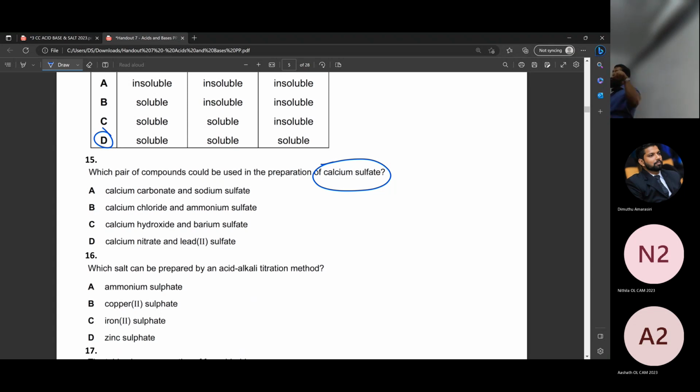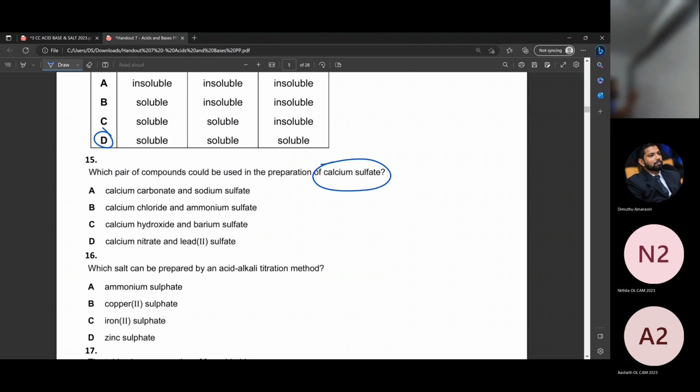But it is insoluble also in one way, right? So you might do what? Precipitation. So you just think, okay, this is a precipitation. So assume precipitation. So you need two soluble things. Calcium is soluble, sulfate is soluble, such as calcium nitrate with sulfuric acid or sodium sulfate. Let's scan for the answer.